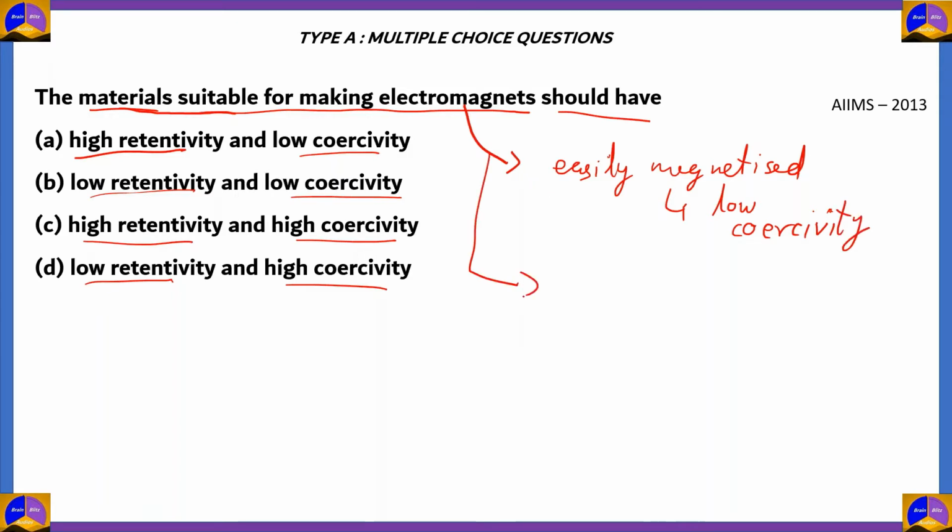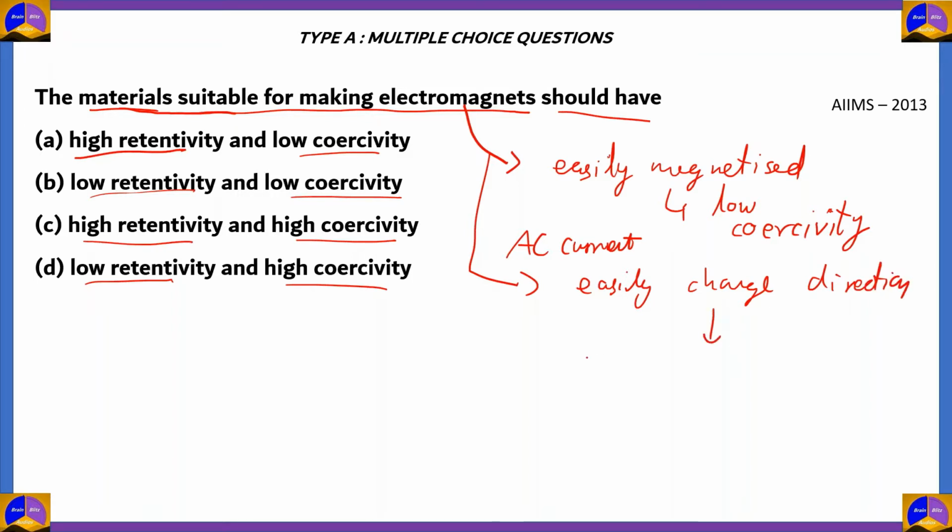Next, you know that in an electromagnet, we use AC current. One of the properties of AC current is that the current changes its direction. This we'll learn in the 7th chapter, but again, electromagnets are powered by AC current, therefore we should have materials in the electromagnet that can easily change direction.